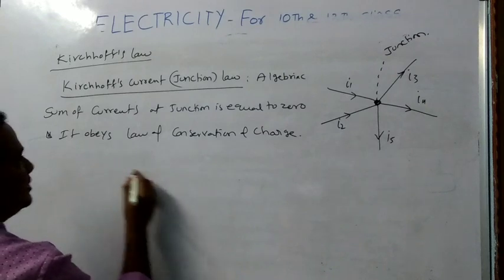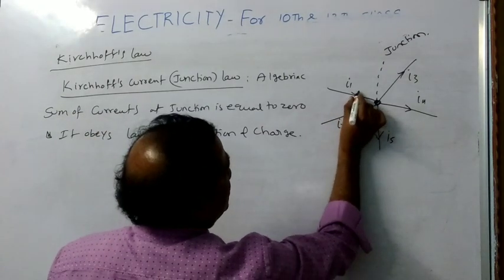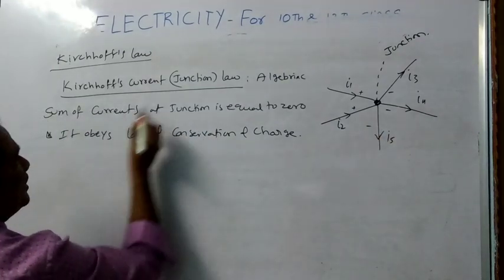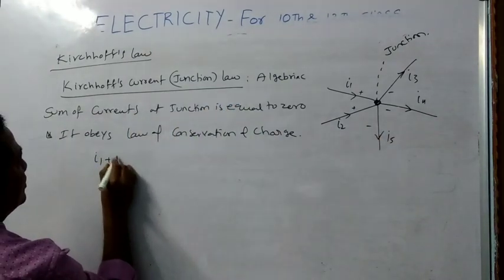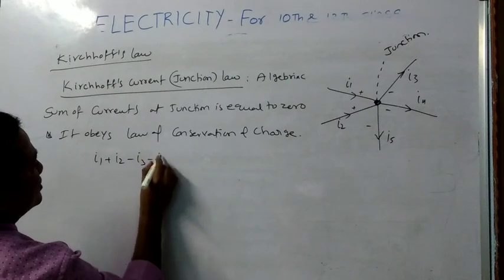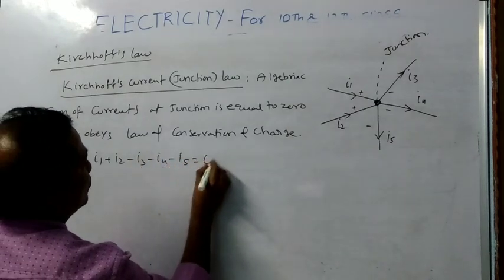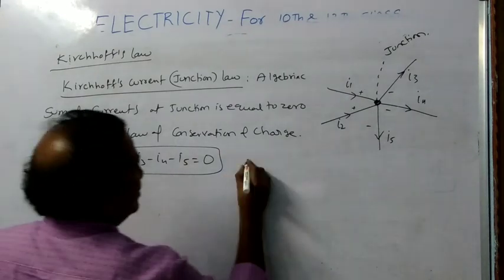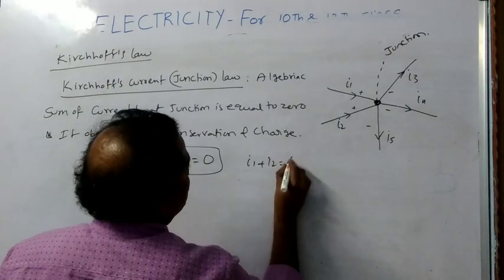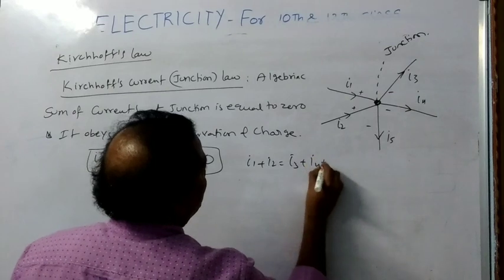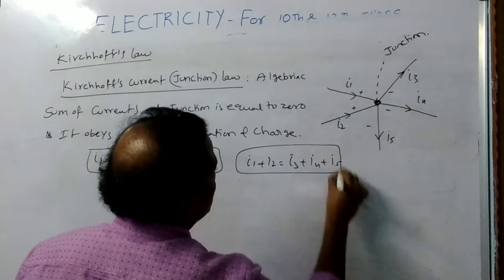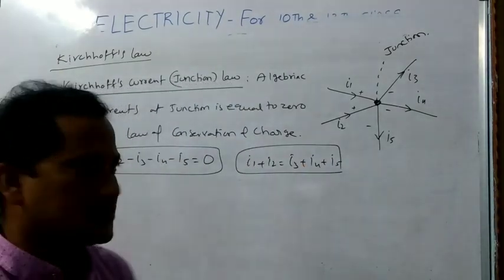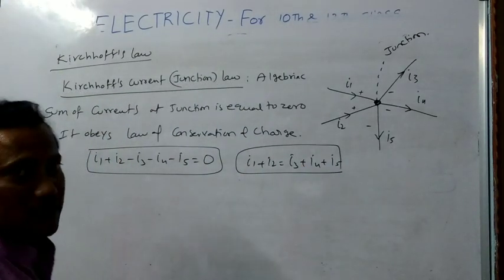Now mathematically we can write: incoming directions are considered positive, outgoing considered negative. That means, algebraically, I1 plus I2 minus I3 minus I4 minus I5 is equal to 0. In other words, you can write I1 plus I2 is equal to I3 plus I4 plus I5. Or simply, the sum of the incoming currents is equal to the sum of the outgoing currents. So this is about the Kirchhoff current law.